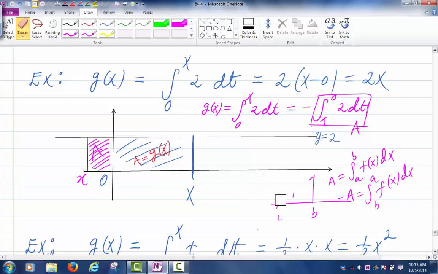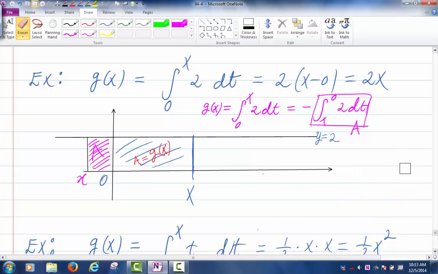So my point is the value of g of x is the negative of the area of the magenta region, right? And what is that equal to then? Well, this is equal to still 2x. How? Because this is negative 2 times what? Remember my formula? The integral from a to b of c is c times b minus a, c times the upper limit minus the lower limit. So this would be 0 minus x, right?